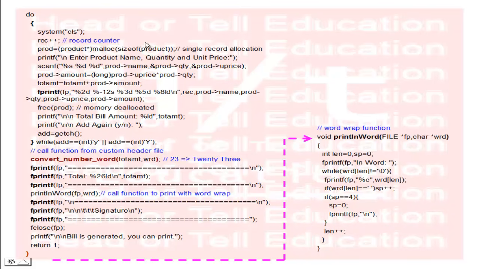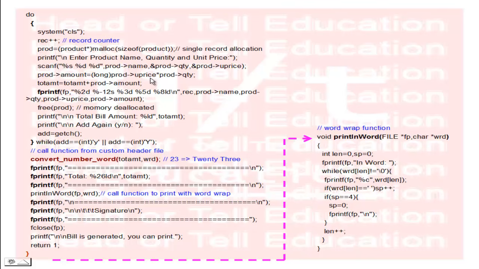Now this time, because I have created the product data type pointer, I'm using dynamic memory allocation. So the malloc function is used to allocate memory. After that I read from the keyboard and write into the product structure variable. Then printf the messages for name, quantity and unit price, and scan the values from the keyboard.